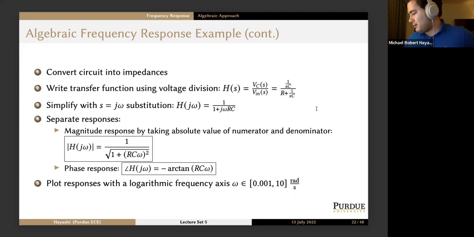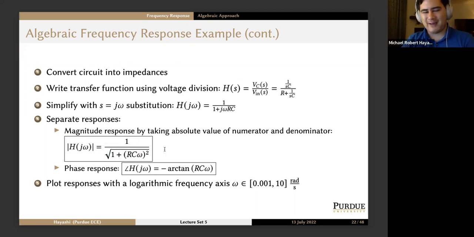So let's say we're going to plot the magnitude response in decibels. So we take 20 times log 10 of this expression right here. By logarithm rules, that is 20 log of 1 minus 20 log of the denominator, which is square root of 1 plus RC omega quantity squared. But 20 log of 1 is just 0, because log of 1 is always 0. And then when you take the log of a square root, the log of something to a power just brings the power out front.